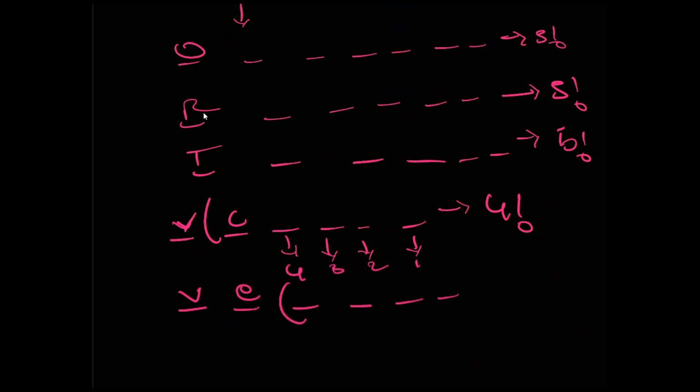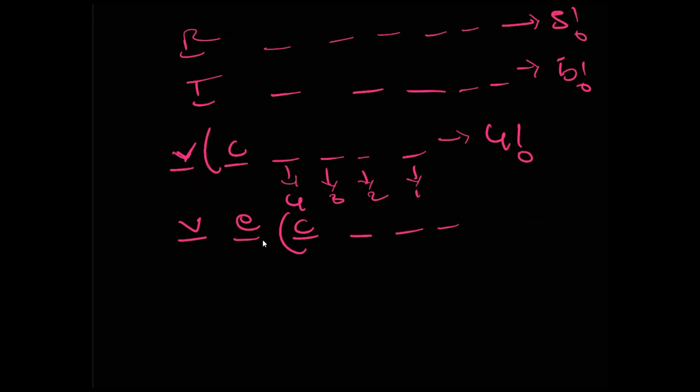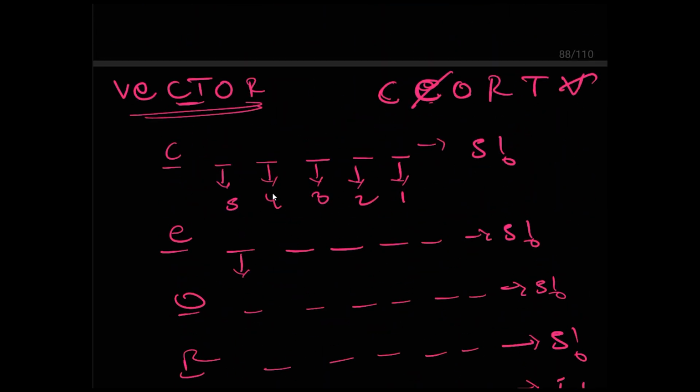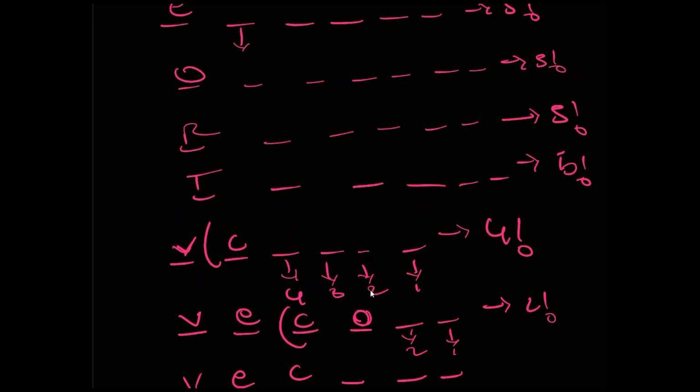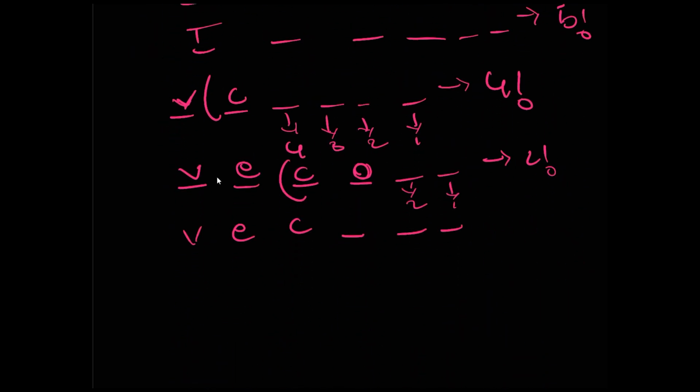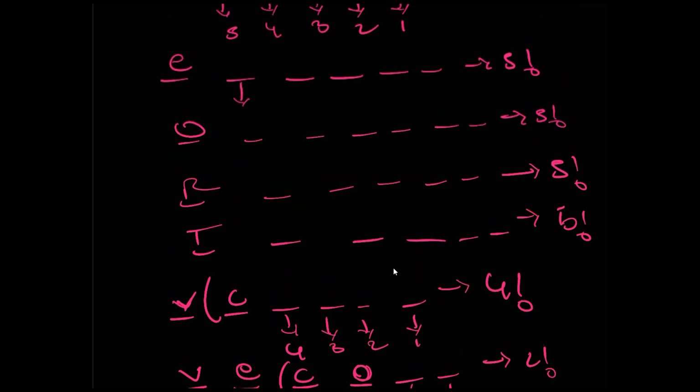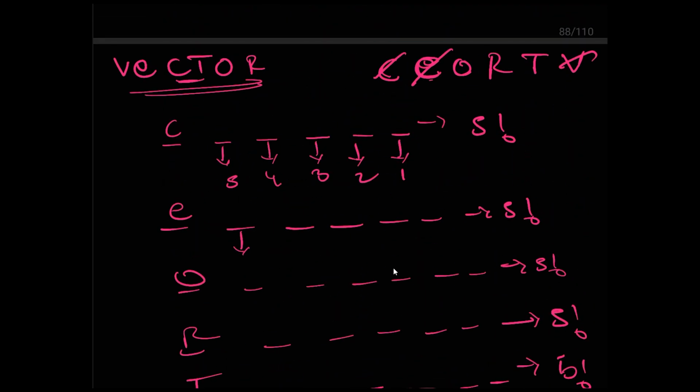As C is the first letter, it starts with C, so there are no words. Then after C, we want T, but it will start with letter O. The number of words will be 2 and 1, 2 factorial. Next VEC will be R, again 2 factorial, then VECT, then we will get O and then R.